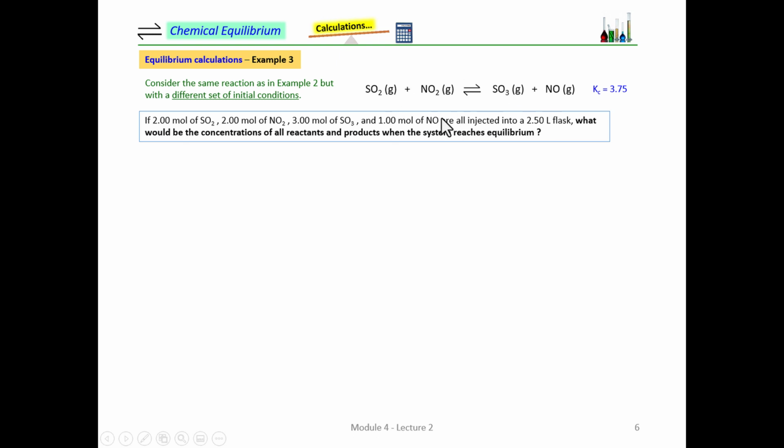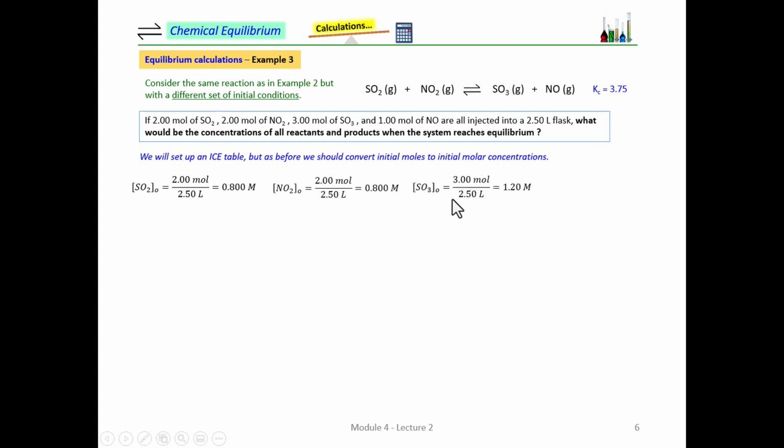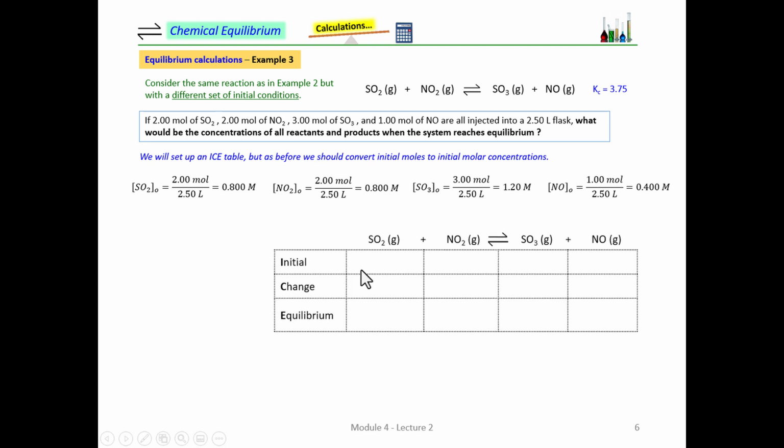And of course, we're assuming that under these conditions, the system is not at equilibrium. We can set up an ice table, but as before, we should convert all of these moles into molar concentrations by dividing each one by the volume of the flask. So when we do that, we get initial concentrations for SO2, NO2, SO3, and NO. And if we set up an ice table, we can put these initial concentrations right in the initial concentration row.